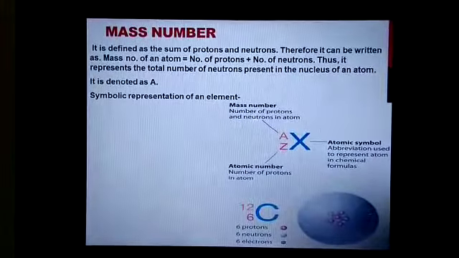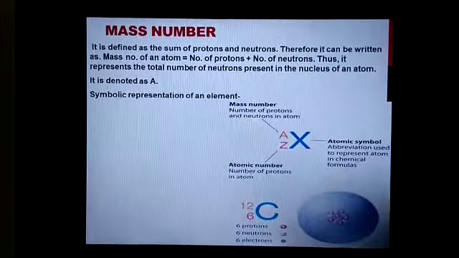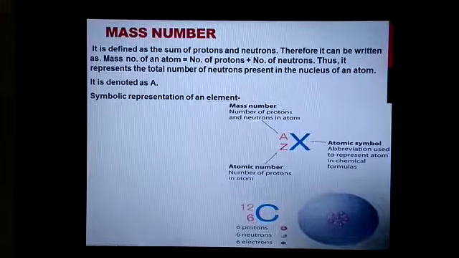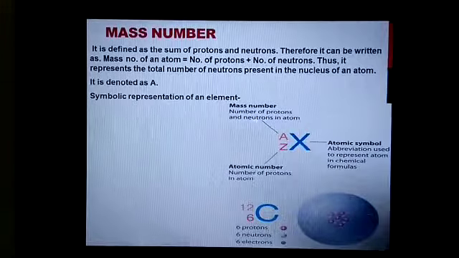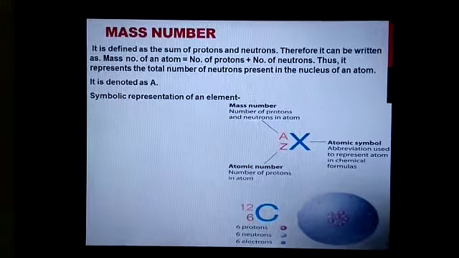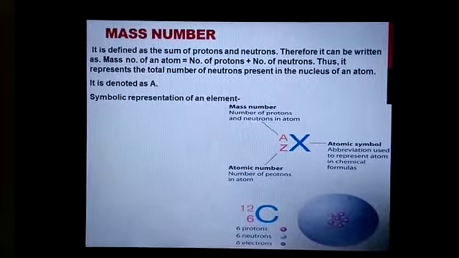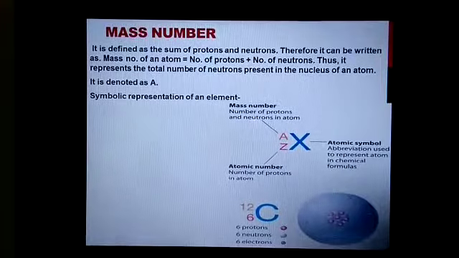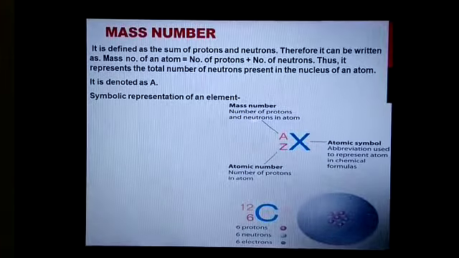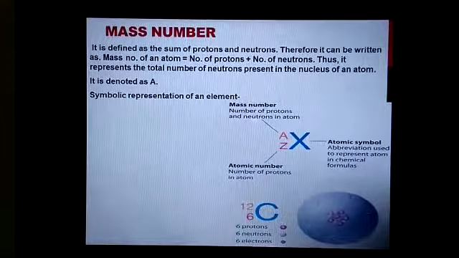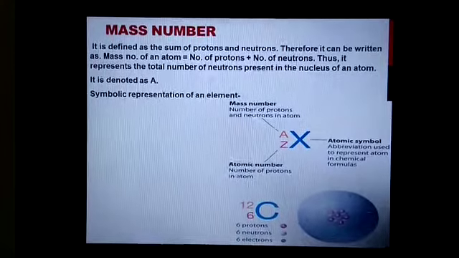The next term is mass number. Mass number is defined as the sum of protons and neutrons. Therefore, it can be written as: mass number of an atom equals the number of protons plus the number of neutrons, and it represents the total number of protons and neutrons present in the nucleus of an atom. It is denoted as A.